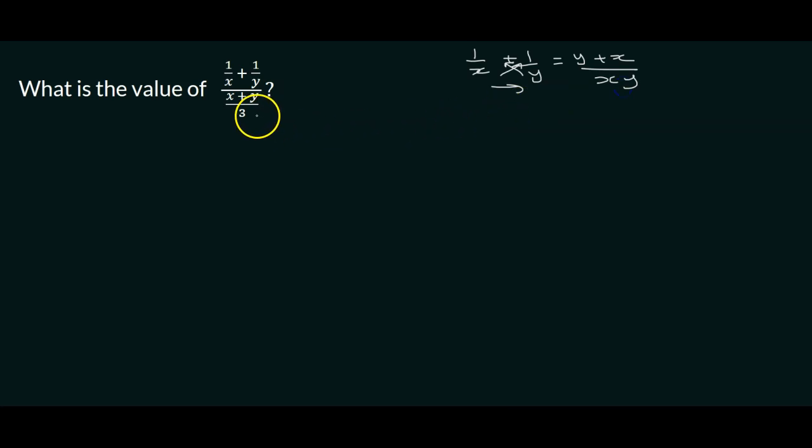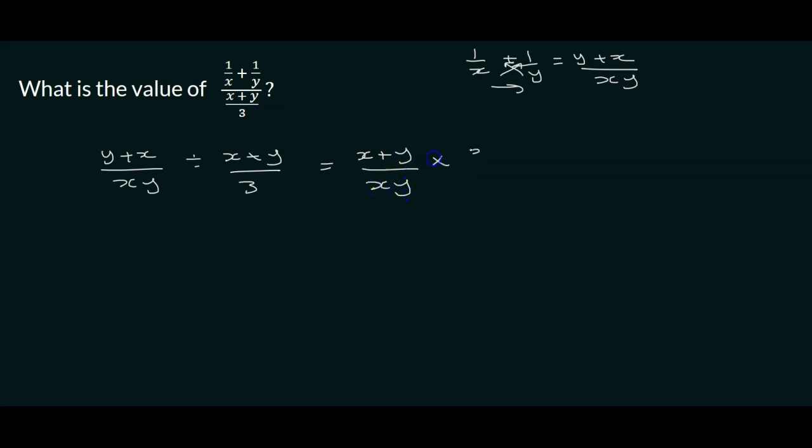And so we're going to go ahead and divide that. So we have y plus x over xy divided by x plus y over 3. So y plus x and x plus y are the same thing. So we can say x plus y over xy multiplied by 3 over x plus y. So we can cross this out and we end up with 3 over xy as the solution to this complex fraction.